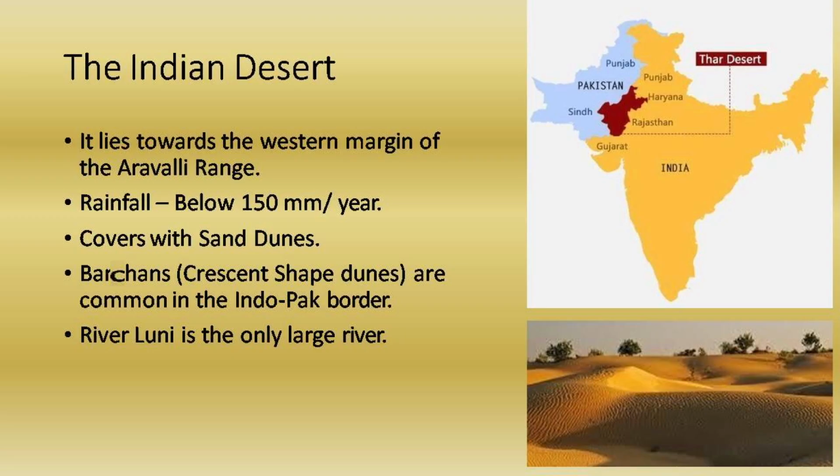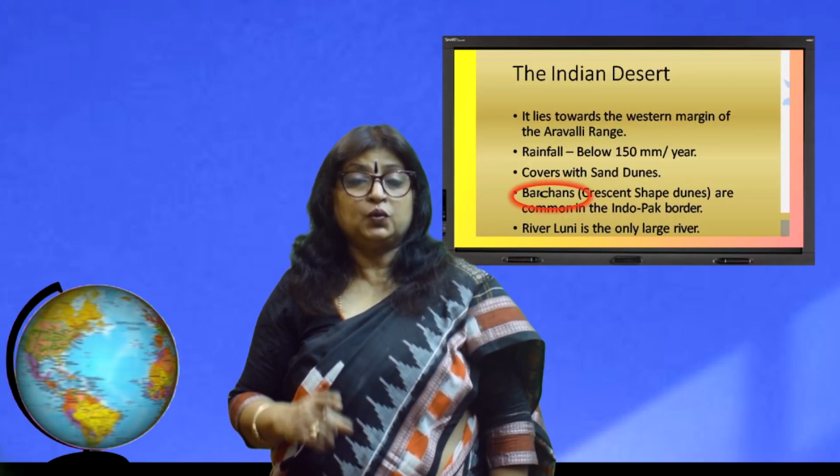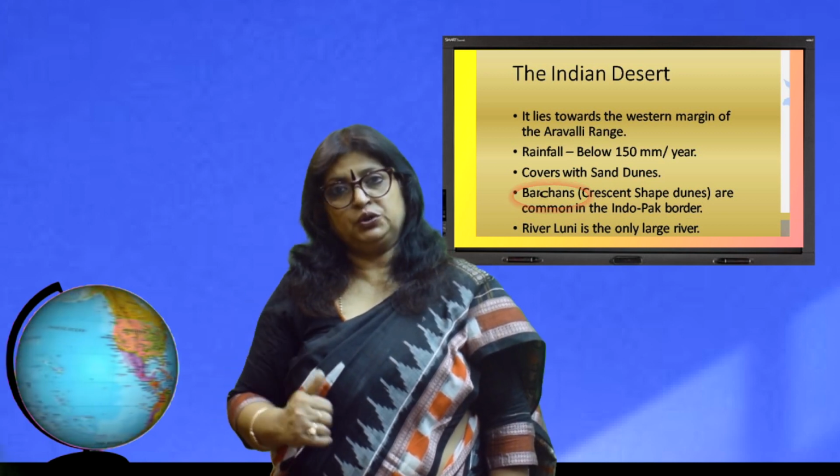And this desert gets rainfall below 150 millimeters per year. And the next important thing, this desert is always covered with sand dunes. What are dunes? Dunes are mounds of sand, or we can call them hills of sand. And these sand dunes keep shifting from one place to another because of the direction of the wind. Some of the sand dunes are also found very close to the Indo-Pak border, and those sand dunes are known as Barkhans, which are crescent-shaped dunes.